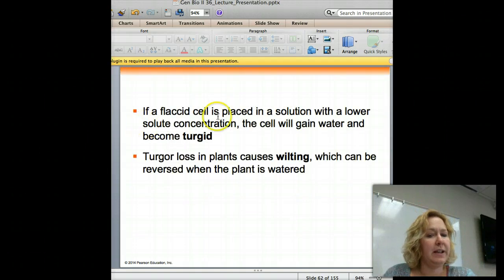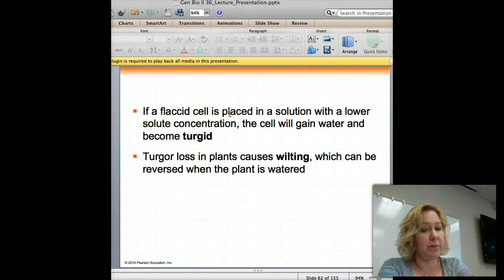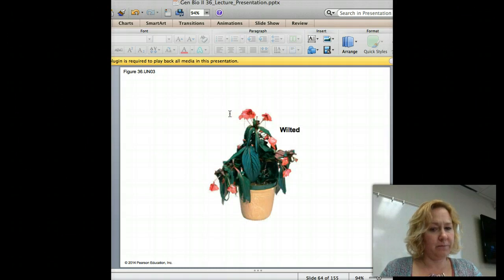Turgid and wilting. If a flaccid cell is in a solution with a lower concentration, the cell will gain water and become turgid. Turgor loss is wilting, which can be reversed when the plant is watered. So wilting isn't a permanent condition, usually, unless you wait too long. Turgid, wilted. That's sad. This is a sad plant.